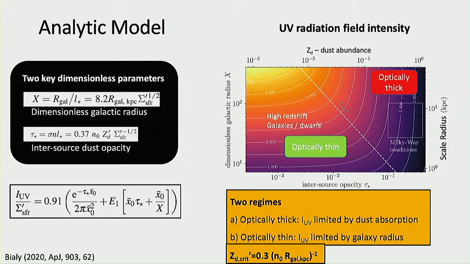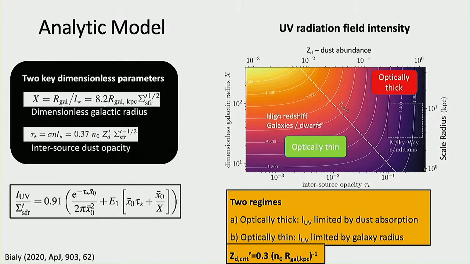It's a known integral where the tau star is here. That's what we saw in the X. And you can just use it as a formula to give you the UV radiation intensity. And it looks like this. In the optically thick limit, as you decrease the metallicity from right to left, the UV radiation field increases, as we saw. Then you cross this limit of tau critical.